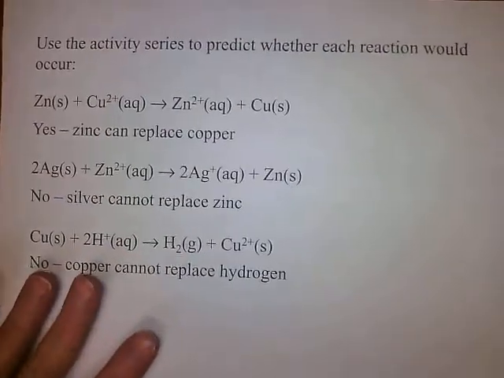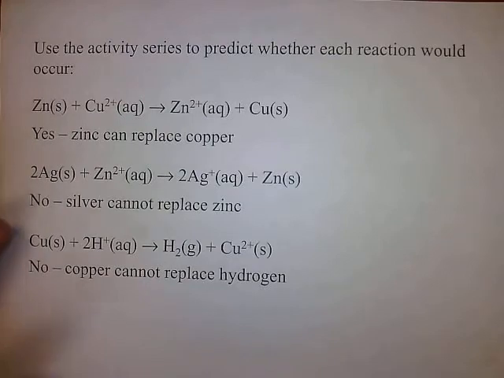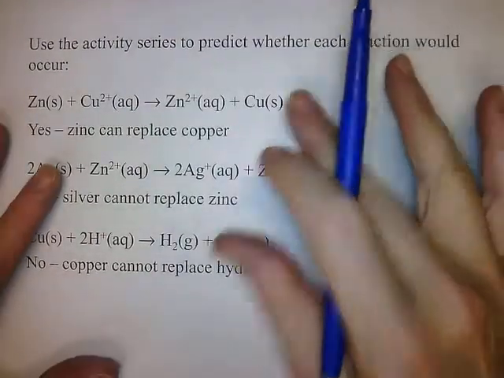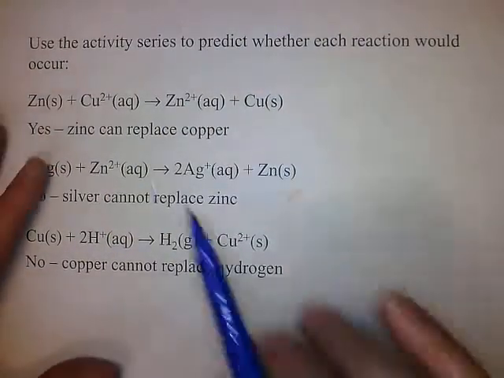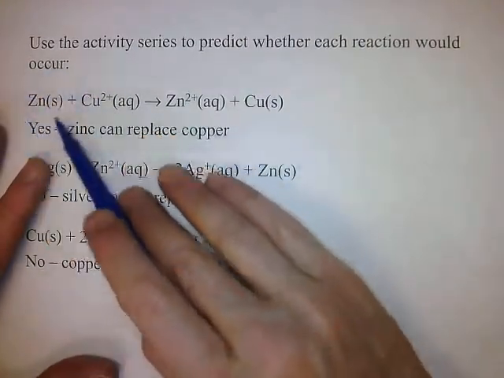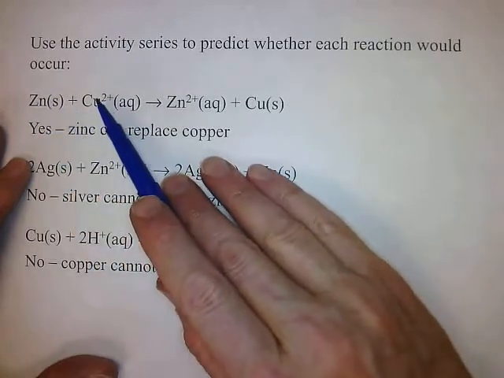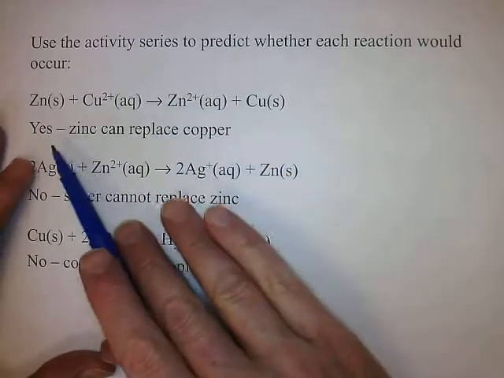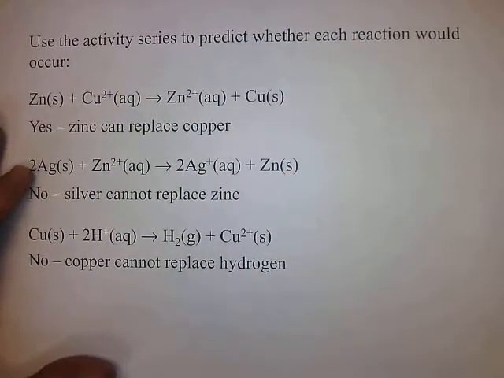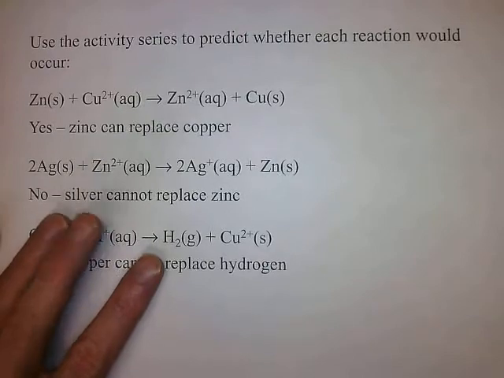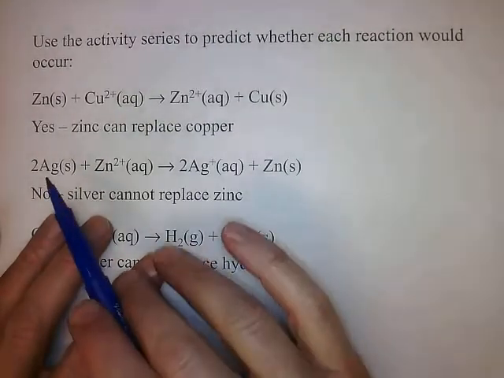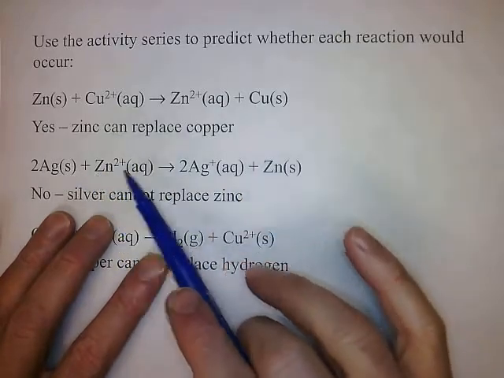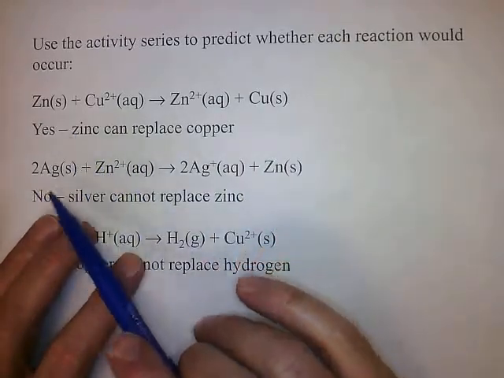So let's use the activity series to predict whether each reaction would occur. Now this one we already did. That was my example from the previous slide. You're going to put a piece of zinc metal in copper. The zinc is oxidized. Zinc's displacing the copper. Yes, that reaction can occur. But what about this one? Silver and zinc, right? So we have a solution of zinc, and we have silver metal.